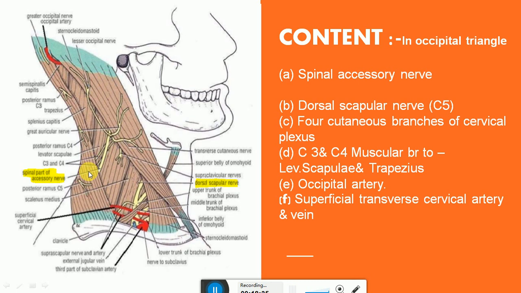Along with that, 2 arteries are present. Why is this triangle called the occipital triangle? Here you can see the occipital artery. That is why the name of this triangle is occipital triangle. And below here we can see the superior transverse cervical artery. Along with this artery, a vein also runs. So these are the contents of the occipital triangle. I hope it is clear.